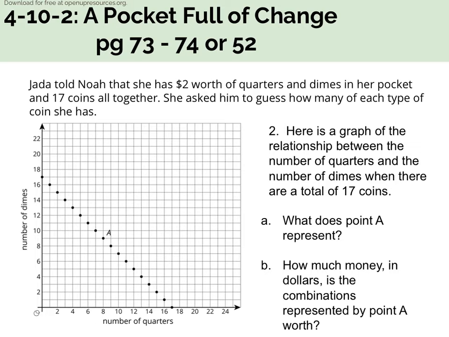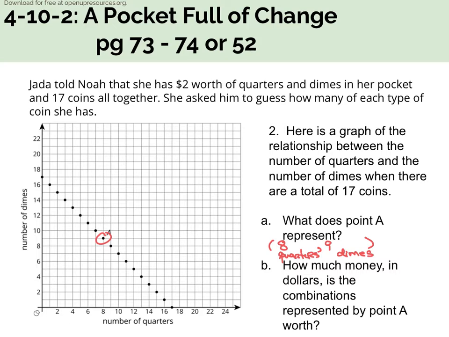All right, so let's look at A. A is this point right here, and that is 8, comma, 9. Let's label the 8: 8 is the quarters, and 9 is the dimes.